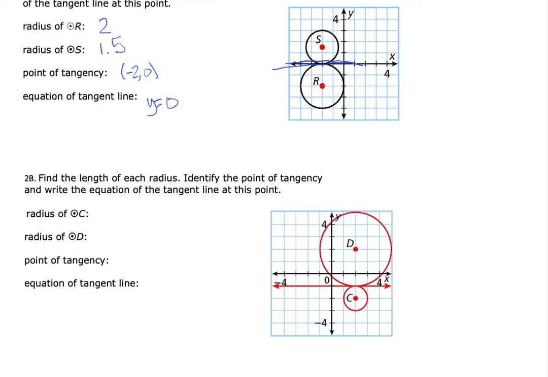So the radius of circle C is just going to be 1. The radius of circle D looks like 3. The point of tangency is right here, which is (2, -1). And they actually drew your tangent line, and that is a horizontal line. So it's also going to have an equation of y equals, and it's actually at y equals -1.